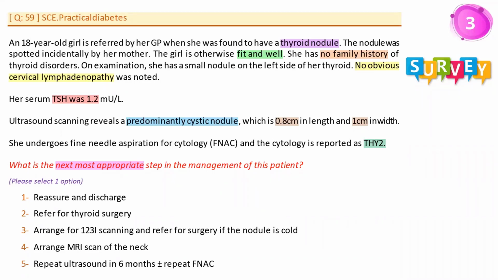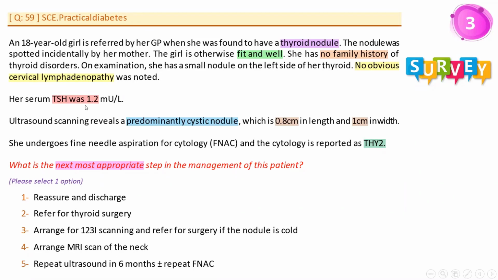And this is a question discussed previously by Dr. Najah. An 18-year-old girl is referred by the GP when she was found to have a thyroid nodule. The nodule was spotted incidentally by her mother. The girl is otherwise fit and well. No family history of thyroid disorder. No obvious cervical lymphadenopathy, and the TSH is normal.